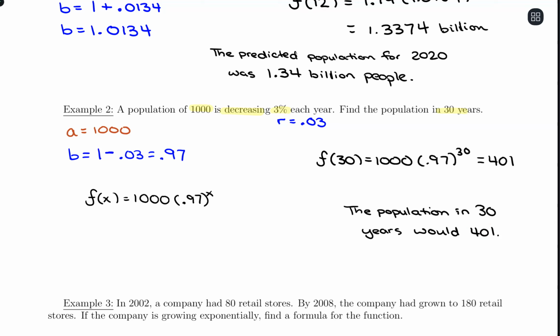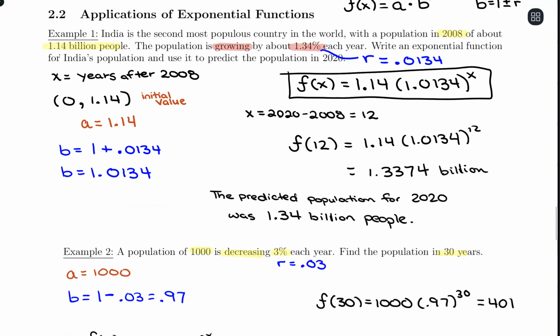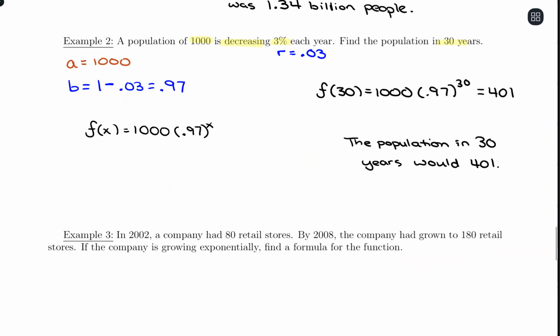So it's good to take a moment to double check, like, did that number in fact go down? Because it should be. Or like that last example with India, the fact that it was growing by a tiny bit each year. So we started at 1.14 and then 12 years later had 1.34. That makes sense. So just be sure to put it back into context to see how it works.